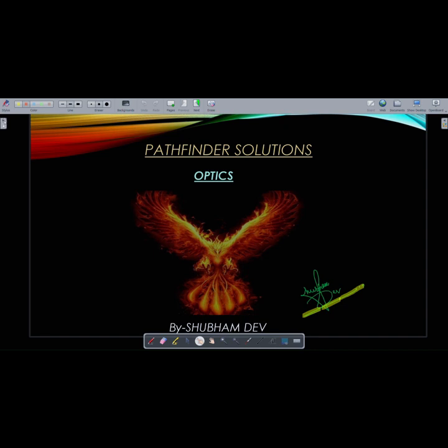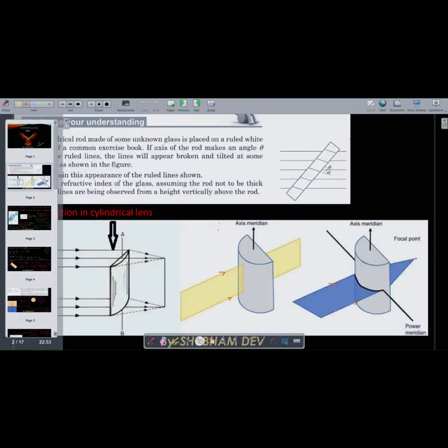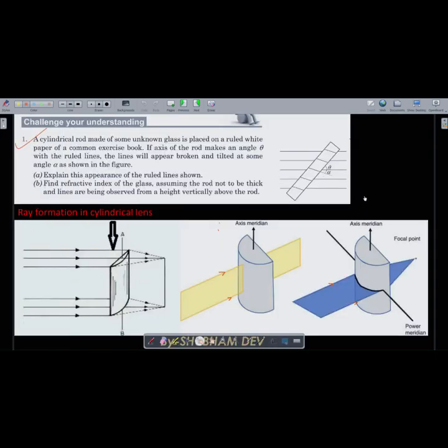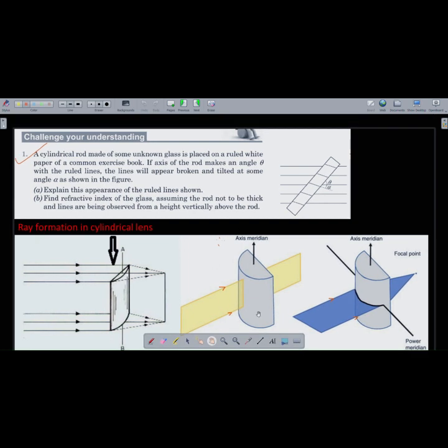Let us move on to the problem. It's the first problem from the challenge your understanding segment. Let us read the problem. The problem says there is a cylindrical rod made of some unknown glass placed on a ruled white paper. If the axis of the rod makes an angle theta with the ruled lines, the lines will appear broken and tilted at some angle alpha. In the figure, explain the appearance of the ruled line shown. Find the refractive index.